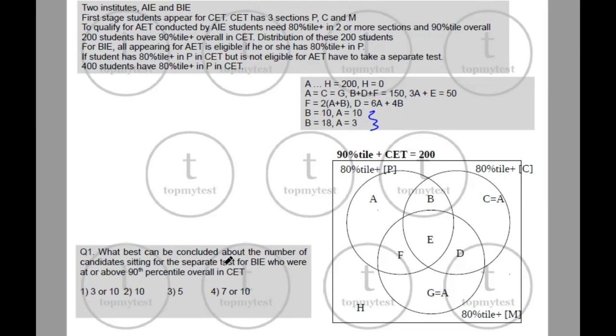Okay, what best can be concluded about the number of candidates sitting in the separate test for BIE who are above 90 percentile overall in CET? Okay, these are people who are 90 percentile overall in CET. Now who sits for the BIE separate test? People who scored 80 percentile or more in P, right? But did not qualify for the AIE, right? Did not qualify for the AIE. Okay, this will be the separate people.